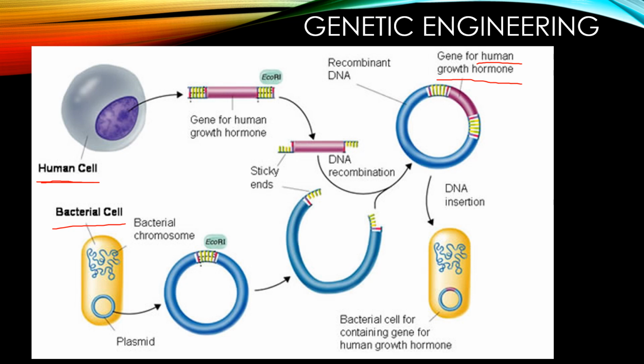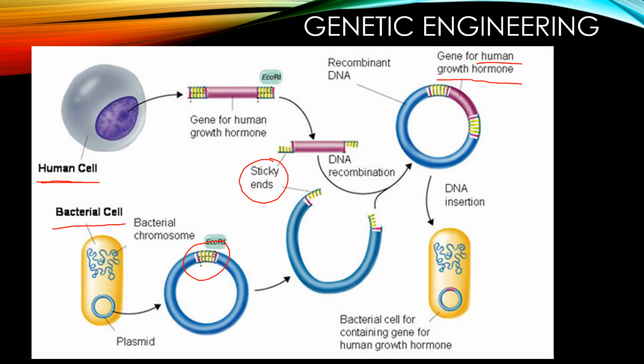Basically these enzymes are called restriction enzymes, and they will cut specifically at a certain base sequence. They cut it in a certain way to produce what are called sticky ends, which I'll come back to in a minute. But we cut it specifically at a certain area. They use the same enzyme to cut a bit of a plasmid. So we've got the human cells, and we've now cut out the gene from the human cells. We've got a bacterial cell.